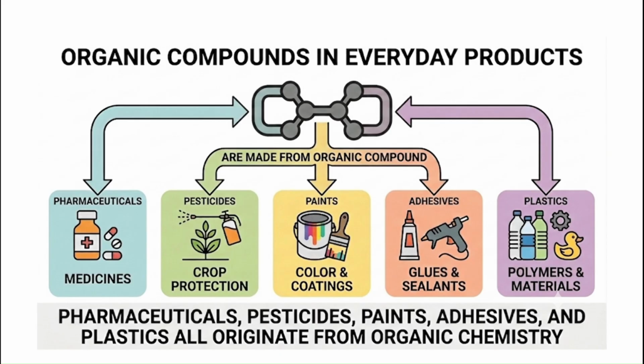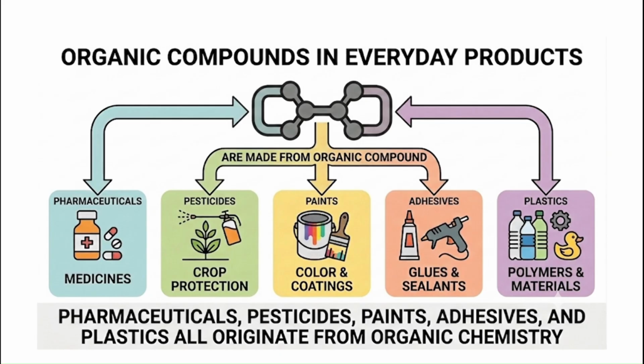Pesticides and agriculture, modern crop protection uses tailored organic compounds to safeguard global food supplies against pests and diseases. Paints and coatings, the resins, solvents, and binders that make paint stick, dry, and resist weather are all carefully formulated organic polymers. Adhesives, from everyday glues to super strong structural epoxies holding airplanes together, adhesive bonding is driven by polymer chemistry.